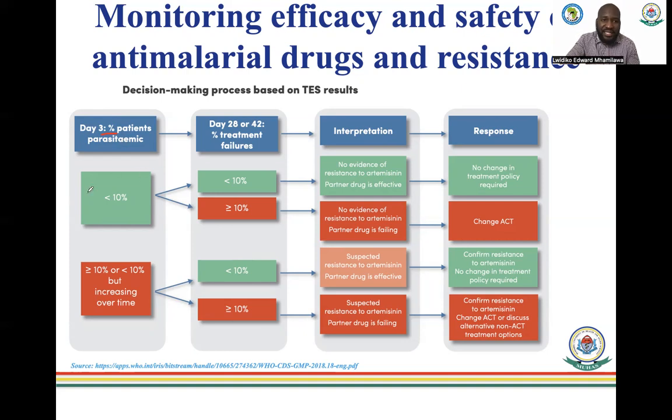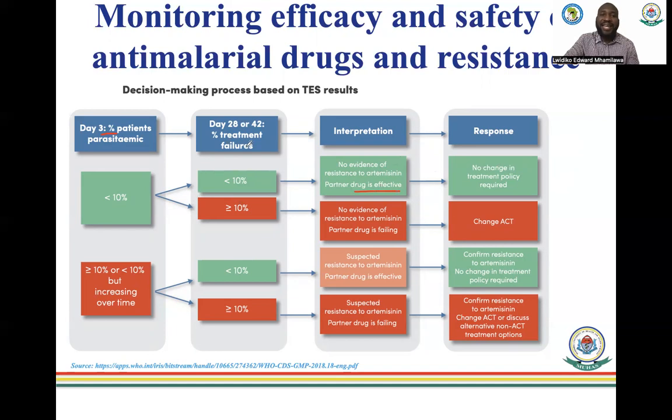So if less than 10% of your patients are parasitemic on day 3, then that is not a very bad sign. It means the efficacy of the drug is more than 90%. Then you can continue following them up until day 28. By day 28, if still less than 10% are parasitemic, then you have no evidence of resistance to artemisinin, and the partner drug is also effective. So then you don't have to change any policy.